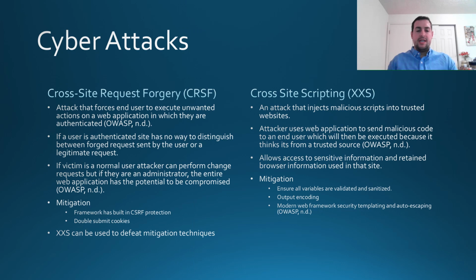So now we're going to take a look at two types of cyber attacks that are relevant to this video, and this is cross-site request forgery. This attack forces end users to execute unwanted actions on a web application in which they are authenticated. If the user is authenticated, the site has no way to distinguish between a forged request or a legitimate request. If the victim is a normal user, the attacker can perform change requests, but if they're an administrator, the entire web application has the potential to be compromised.